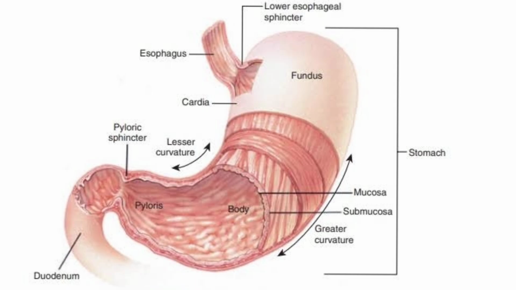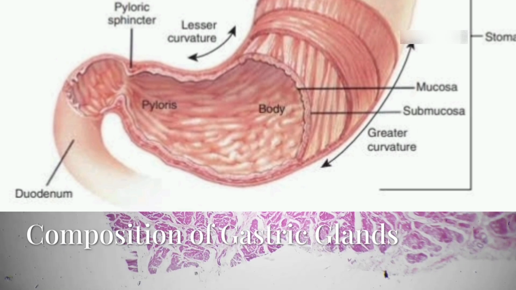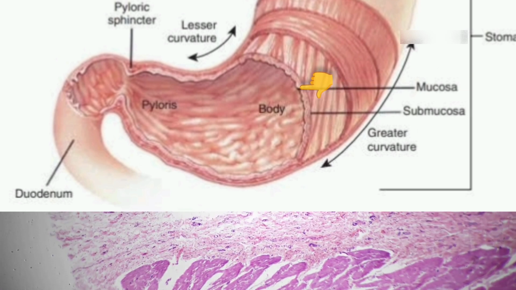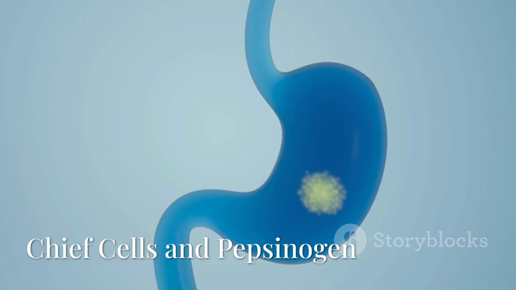The muscles in the wall of the stomach are actually present in the form of layers. The innermost layer is called the mucosa. The second layer is called the submucosa. The third layer is called the muscularis. And the outermost layer of muscles is called the serosa. So, the mucosa actually has gastric glands composed of 3 kinds of cells.